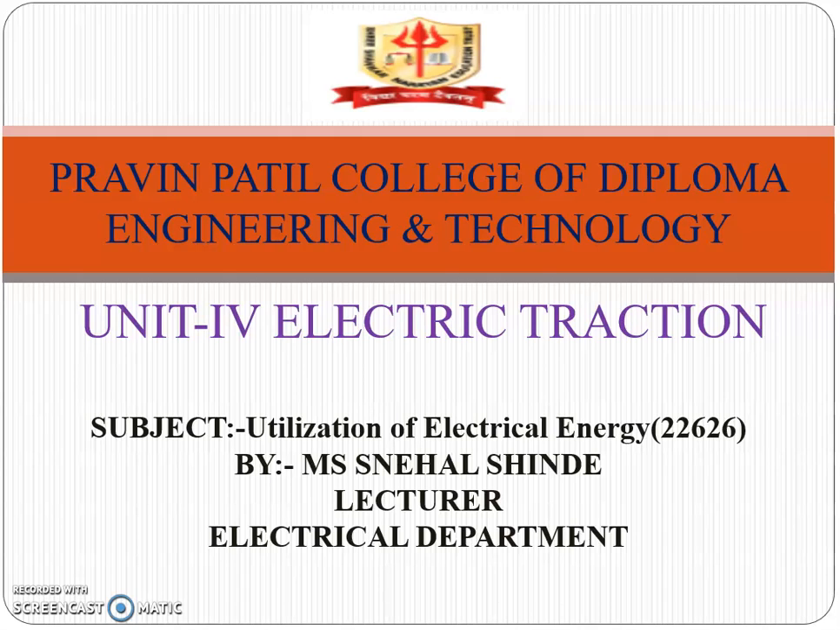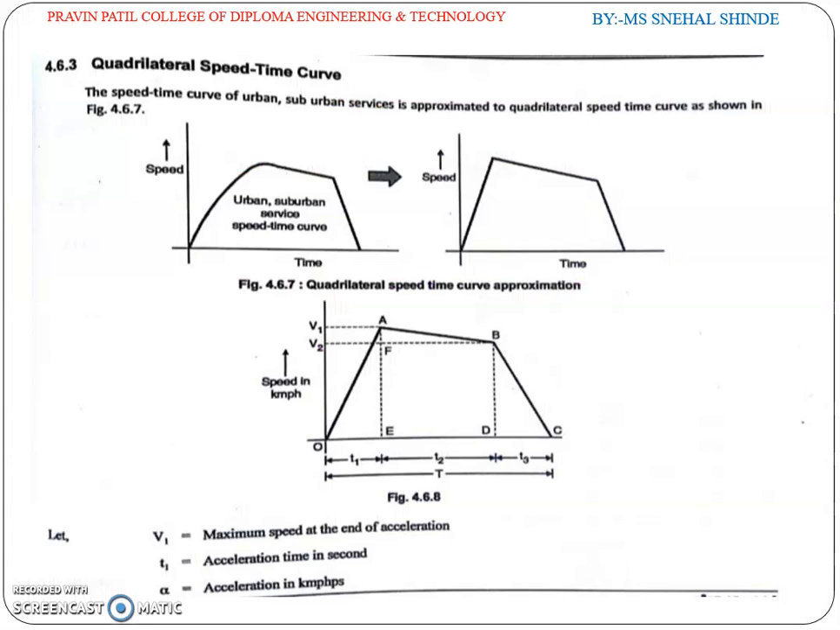Unit 4, Electric Traction. Next is the quadrilateral speed time curve. The speed time curve for urban and suburban service is approximated to the quadrilateral speed time curve, as shown in the figure. For urban suburban service, the speed time curve looks like a quadrilateral shape. Now we will make the assumptions on the quadrilateral shape.